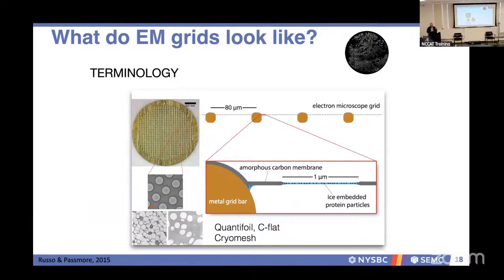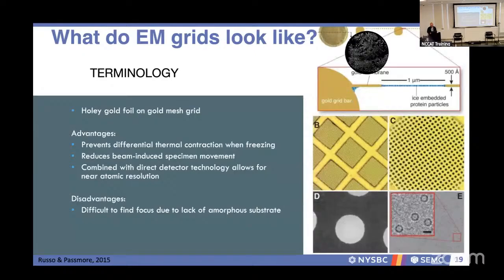Okay, so your grid is roughly a couple dozen microns thick. You have a thin foil on top of that, maybe nanometers in thickness, give or take. And then for single particle applications, we use holey grids in the sense that there are gaps in the foil, and that's exactly where our sample is.